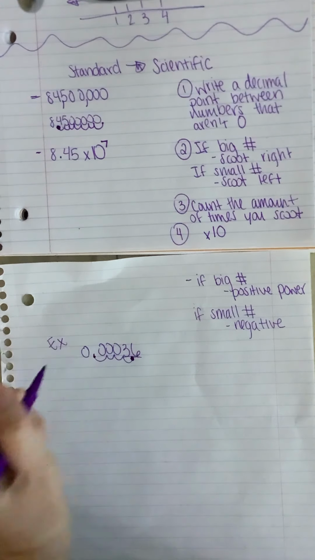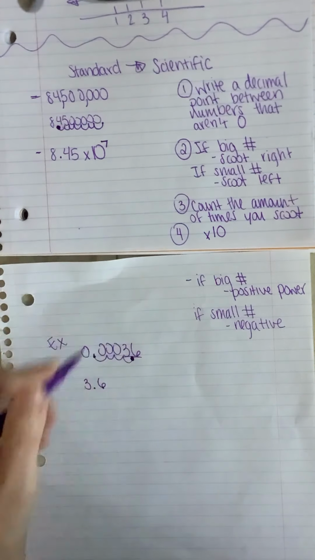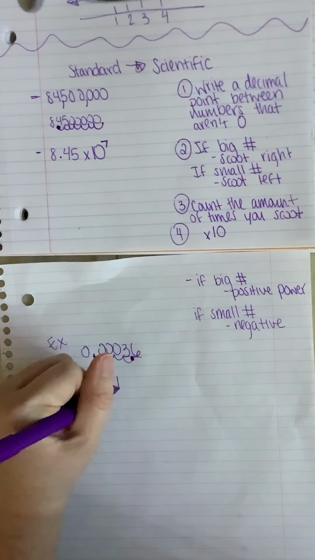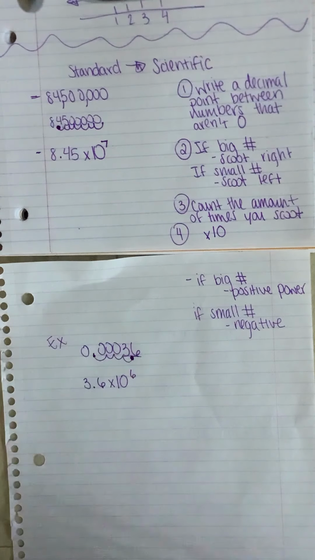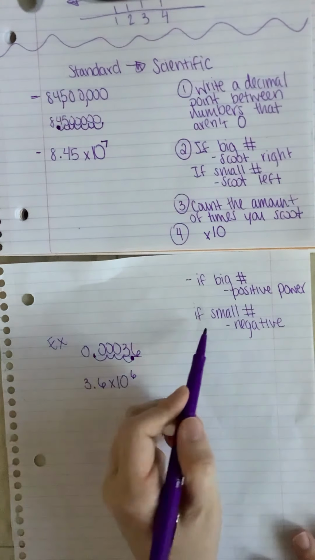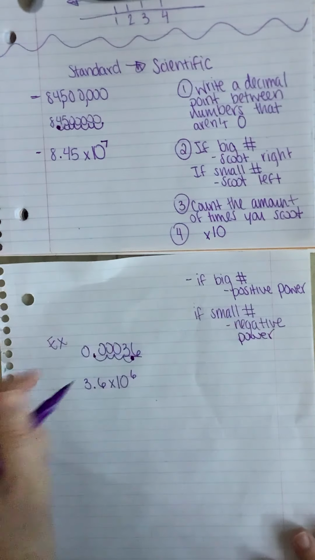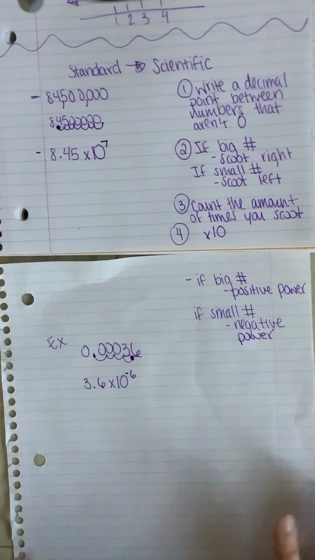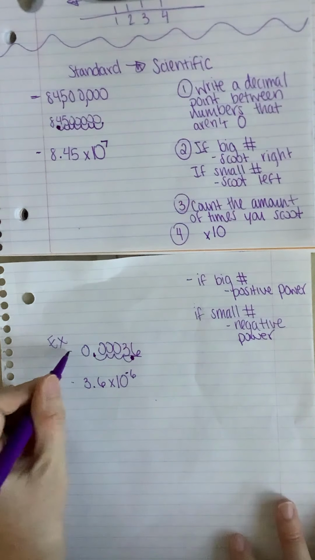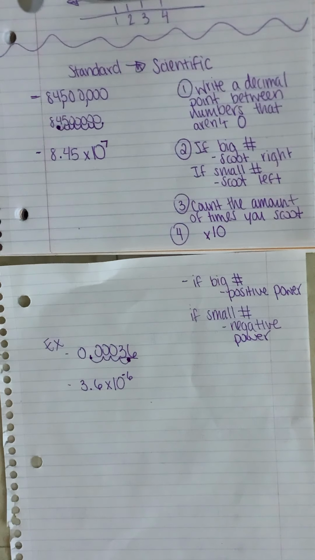So now I need to rewrite it with my number 3.6. I need that base of 10, so times the base of 10. We scooted 6 times, so that's my power. But again, if I have a small number, which I do, I need a negative power. So here it should be 3.6 times 10 to the negative 6th power. These two numbers have the same value, they're equal, but it's just two different ways of writing it.